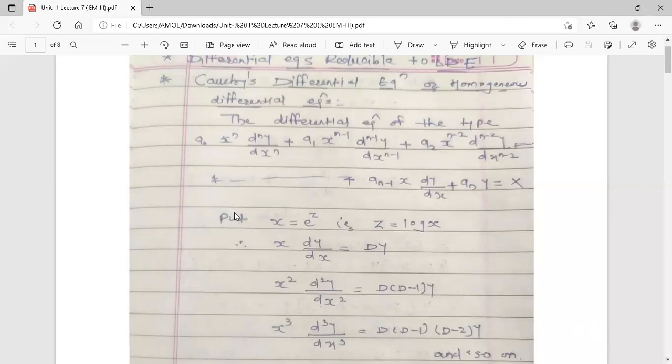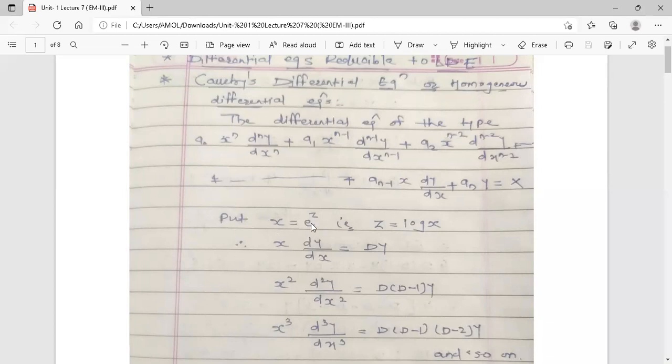Now, what is that substitution? The substitution is: put x is equal to e raised to z. x is equal to e raised to z. That means z is equal to log of x, because if we shift this exponential function to the LHS, you will get a log function. z is equal to log of x.